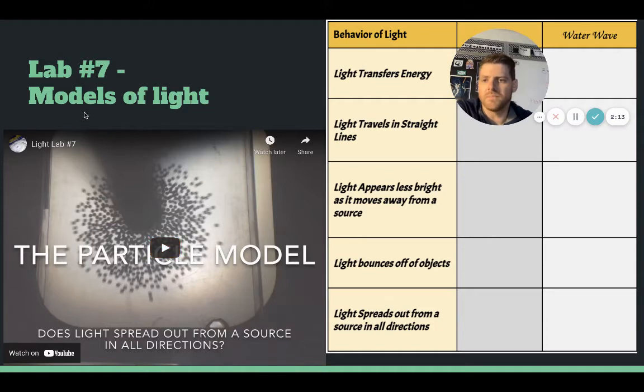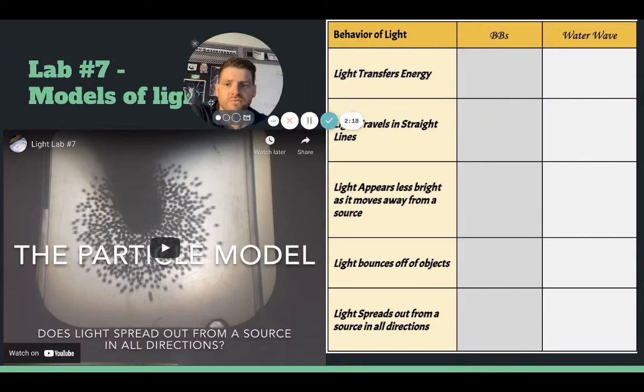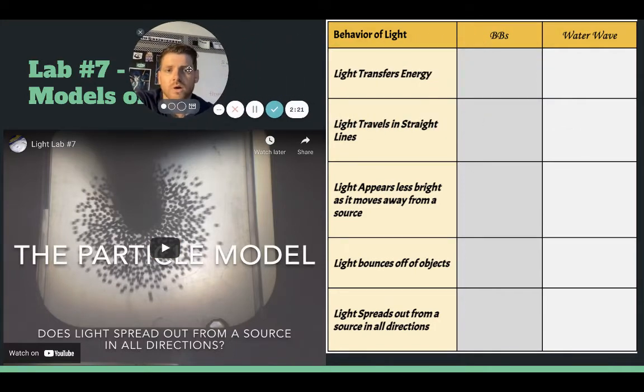We're back. But here is Lab 7, the models of light. Again, I'm not going to show this video for you right here. I'm just going to briefly explain what we did and what we saw. When we watched this video, it was pretty much just showing us two models of light. In the same way, guys, that this is a cell, it's not really a cell. This is a model of a cell. It allows us to see what cells look like and maybe how they function. We use other things to do this with light.